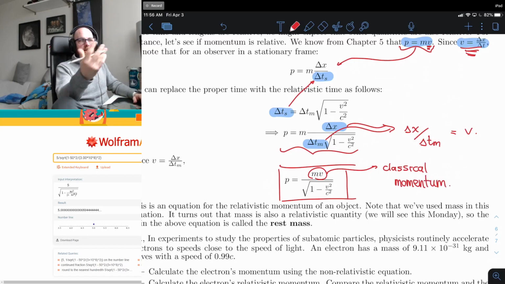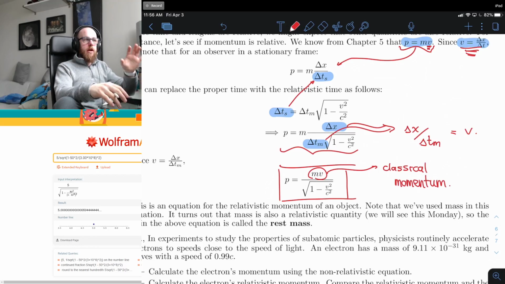Okay, meaning it's the momentum in the classical sense, right? It's Newtonian momentum. Okay.